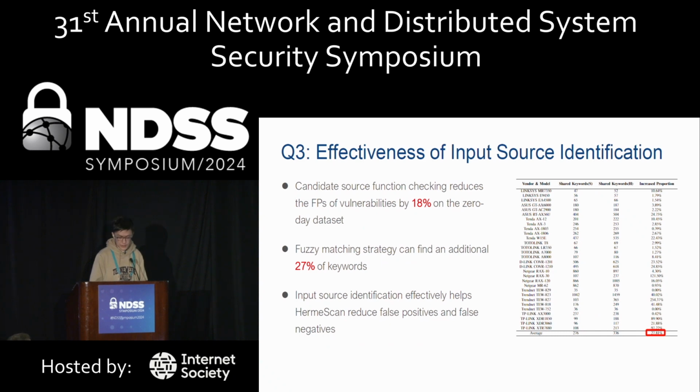As for input source identification, checking the source candidate functions reduced the false positives of identified vulnerabilities by 18% on a 0-day dataset. And enabling fuzzy match strategies can help us find about 63 more true positive instances. Thus, the input source identification effectively helps us reduce both false positives and false negatives.